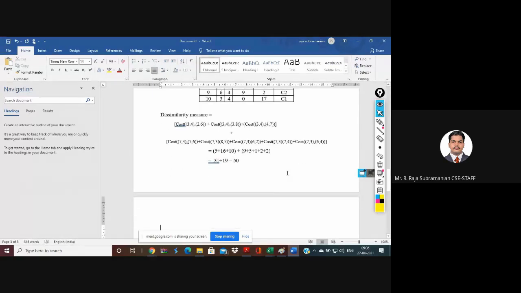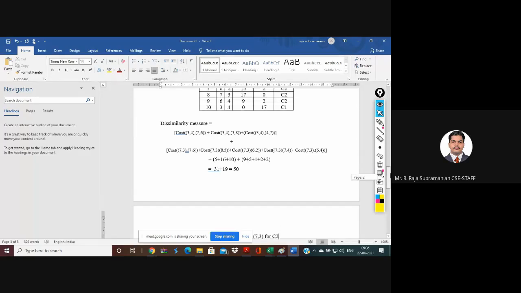So the medoid 7, 4 is better than the medoid 7, 3 for C2. So this is what the conclusion will be.